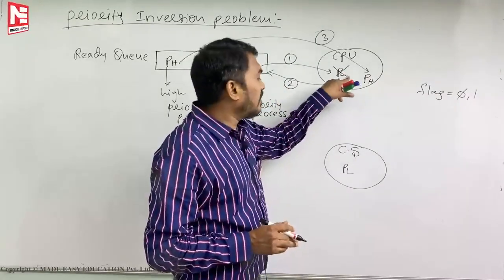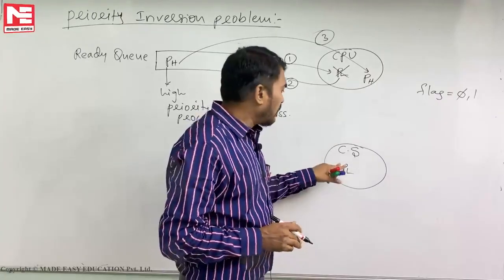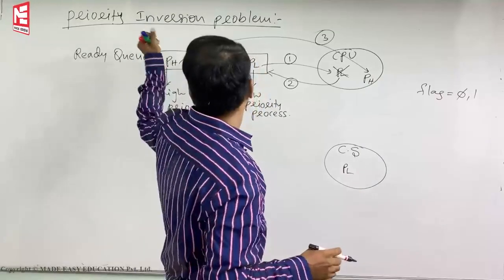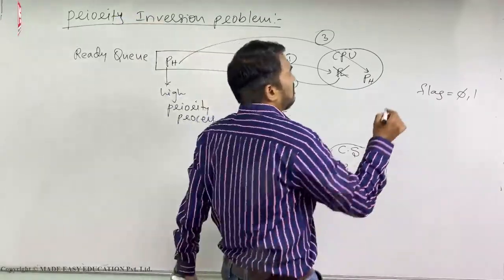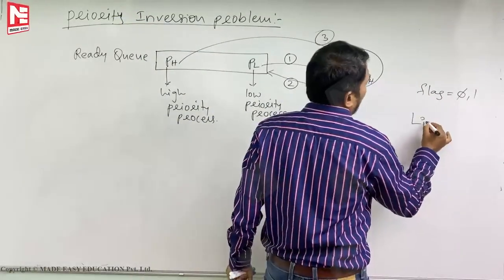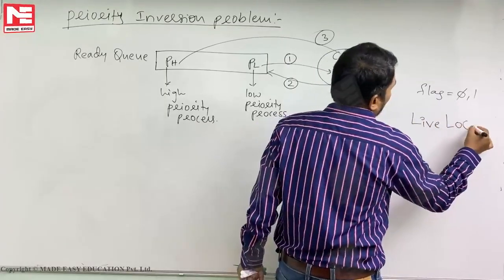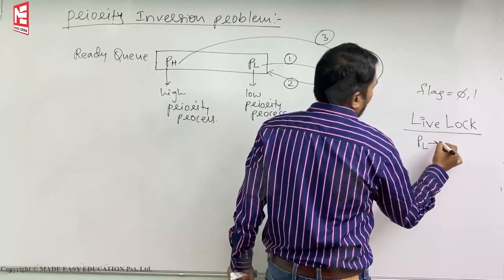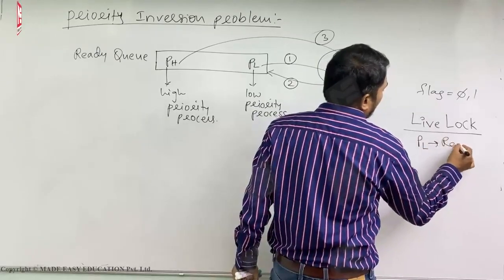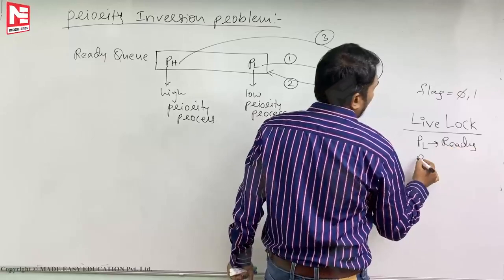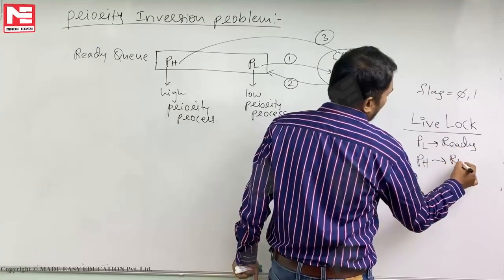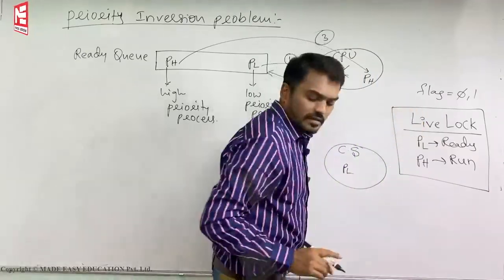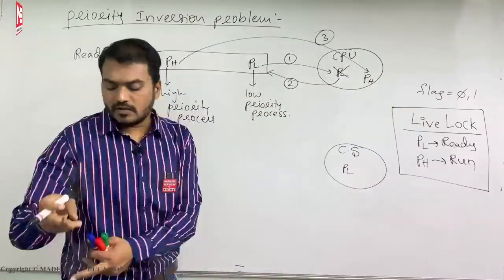High priority process is not able to enter into the critical section and low priority is not able to complete the critical section. So this situation is called a priority inversion problem, and this is called a live lock. Okay, copy this. In the live lock, the low priority process is in the ready state and the high priority process is in the running state. So this problem is called a live lock.